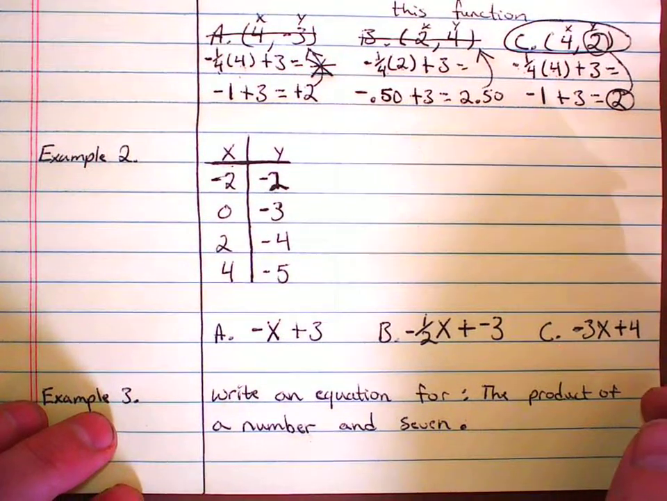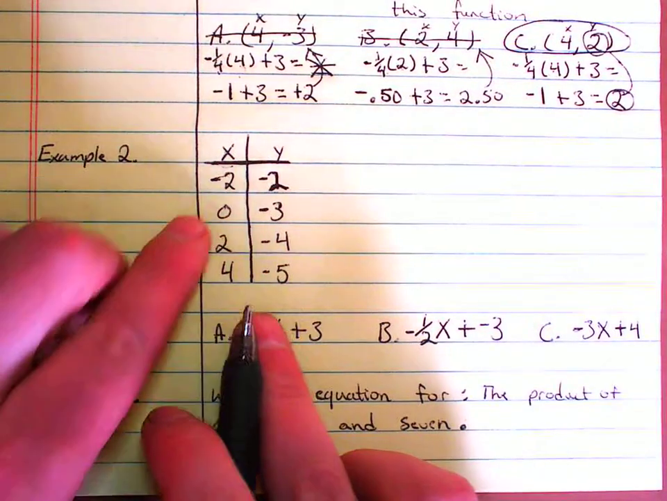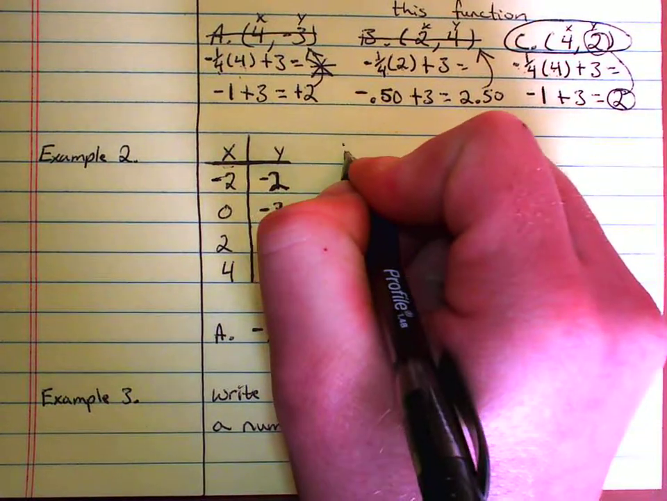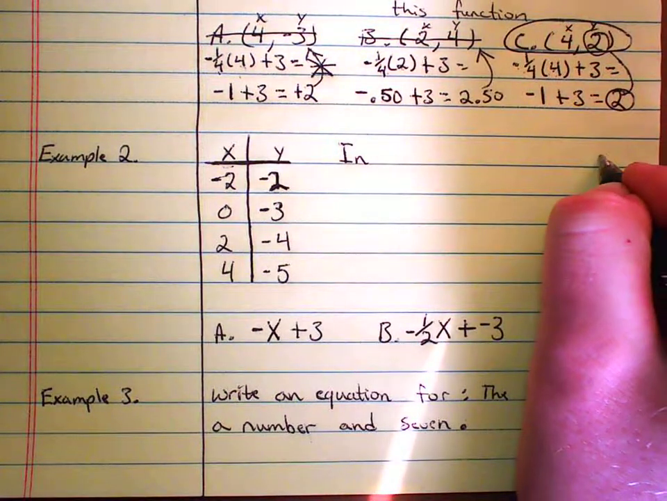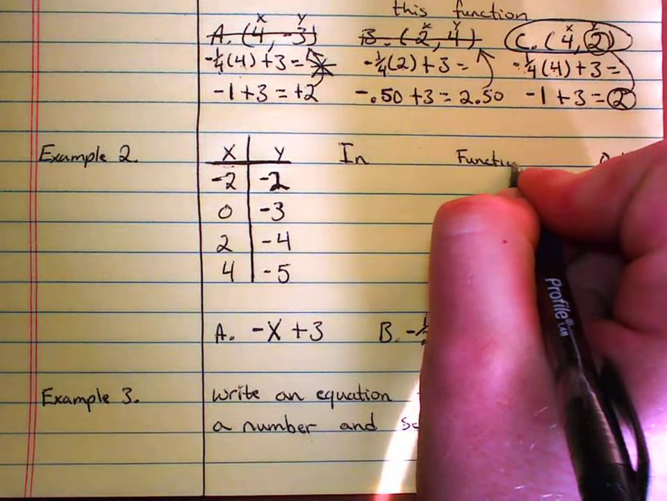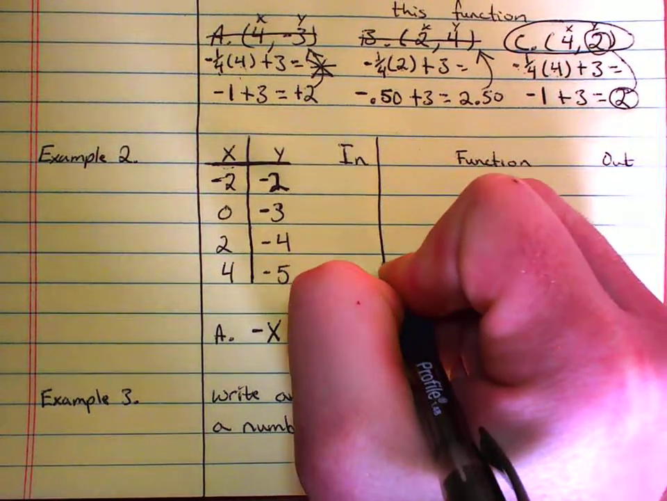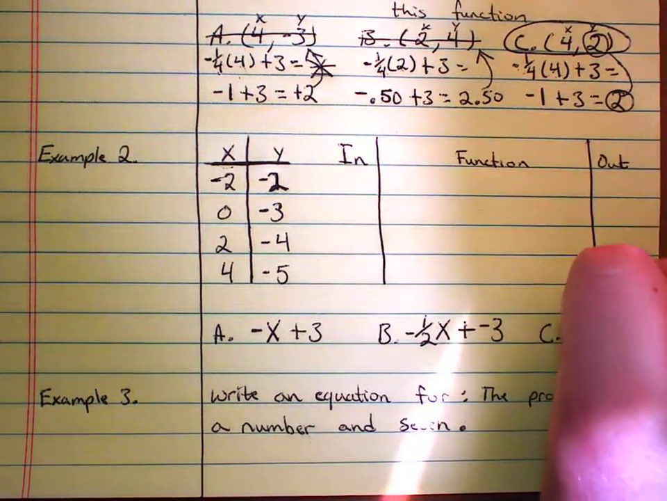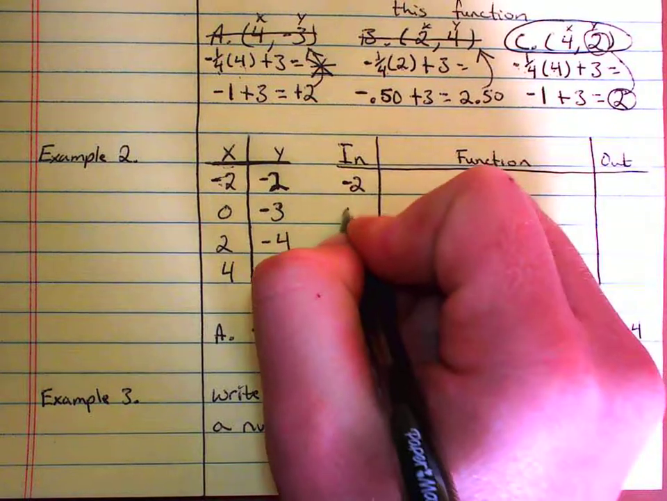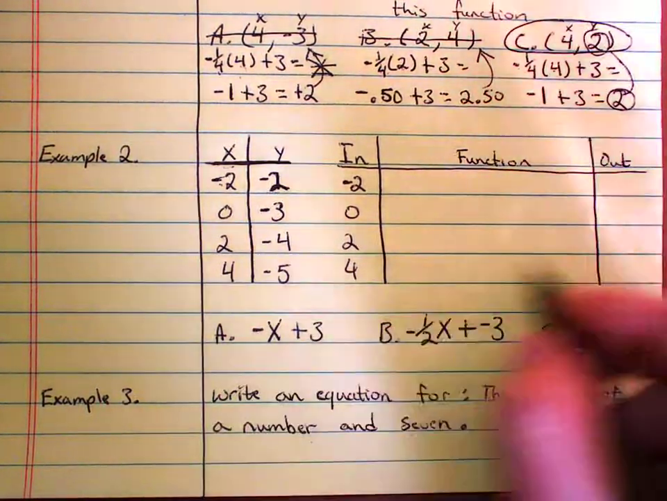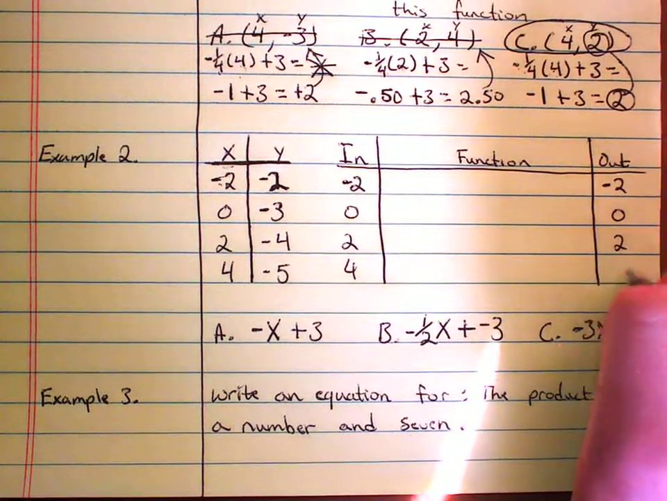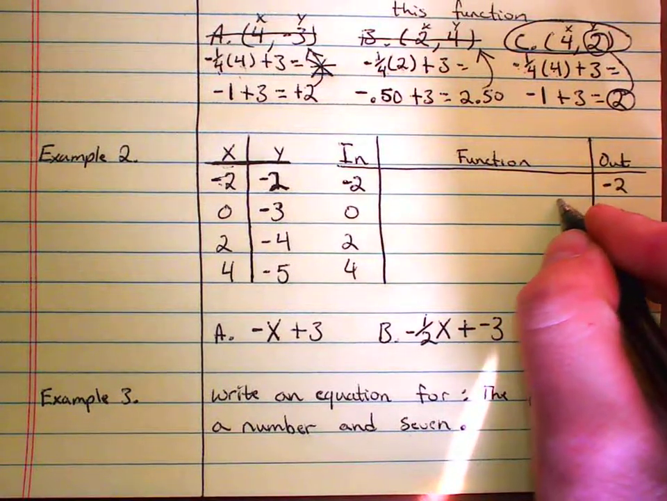Example number 2, we have different functions. We have to figure out which function is true for this table. You're going to do this one on your own. Remember, we're going to put it as input, output, and our functions in the middle. I suggest a lot of space for the function. So as you're making your table right here, I'm going to put my -2 in, 0, 2, 4. You're going to have to plug in these functions and work them out until you figure out which one gives you the correct output. Remember, the output is the same as the answer you're going to get for the function.